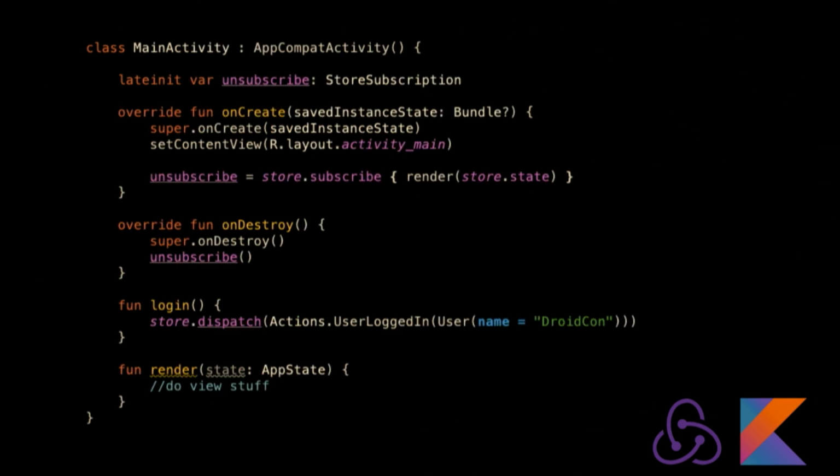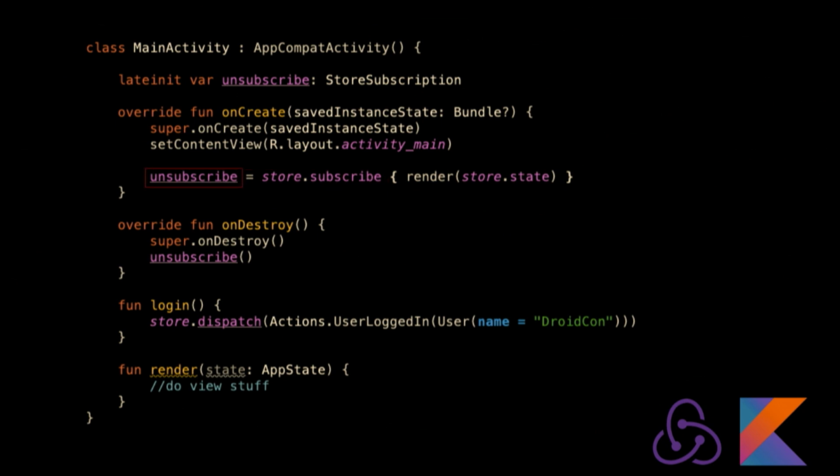Now to our thin view layer on Android. The activity subscribes to the store in onCreate. The subscribe function takes a lambda as an argument. Here, the lambda is calling the render method with the current state object as a parameter. This lambda will be called every time there's a state change.